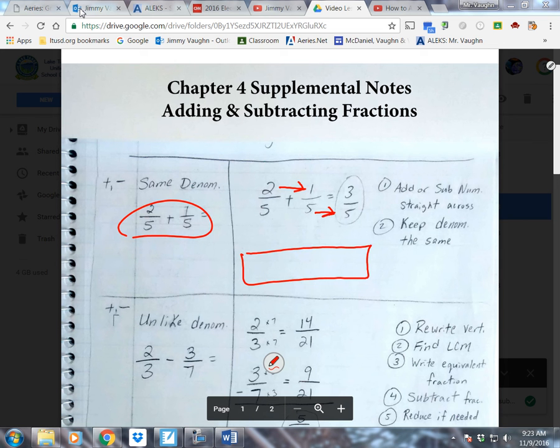If I have a piece of wood or a candy bar, divided into fifths, and I have 2/5, that's the first fraction, and then I add another fifth, I'm going to end up with 3/5. That's the answer right there. So that's how you add and subtract fractions that already have the same denominator, and the same rules apply for subtraction.